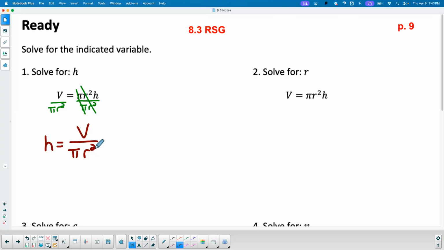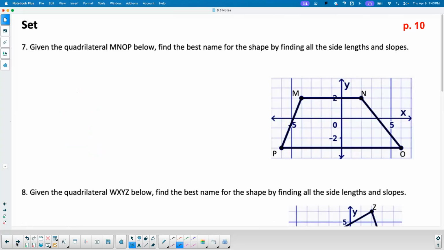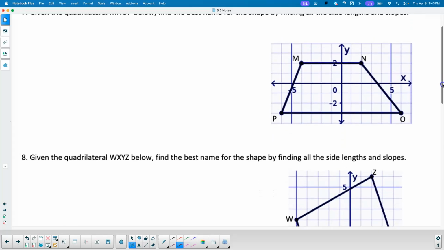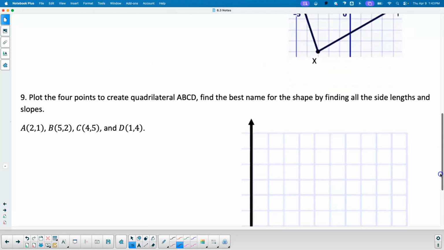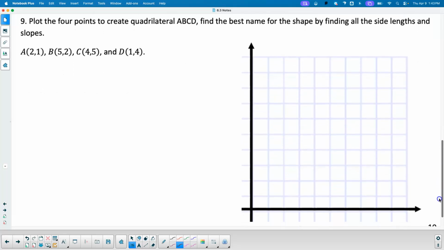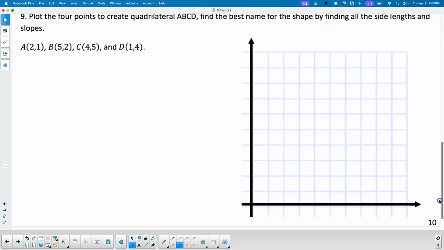Okay? Alright, next page then has, here is a quadrilateral. You tell me the best name for it. So what do you have to do? Slopes and side lengths for all sides. Okay? You don't just get to go off of a visual of it looks like it's this. You have to prove that it is whatever you think it is. Okay? Same with number 8. Tell me what that is. Slopes and sides. So I need to see 4 slopes, 4 sides for both of those. Same in number 9, but here now you've got to plot the 4 points first. But then again, 4 slopes, 4 sides.